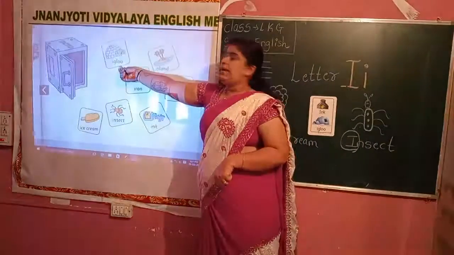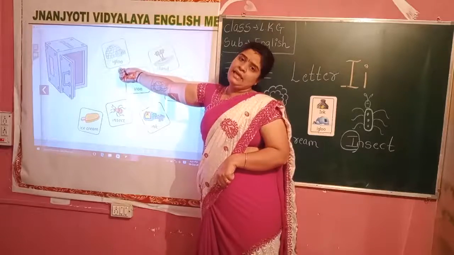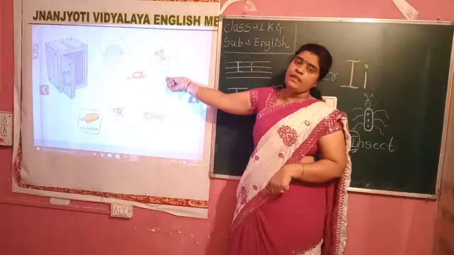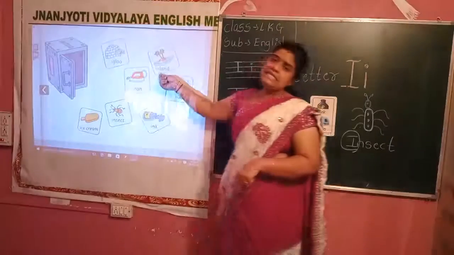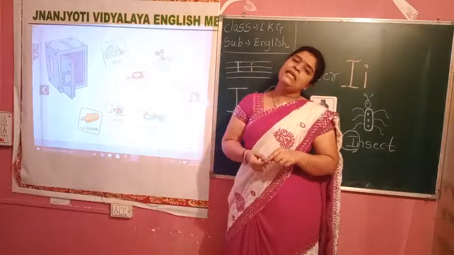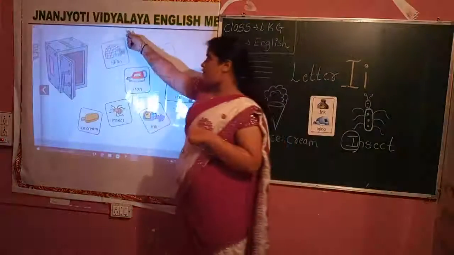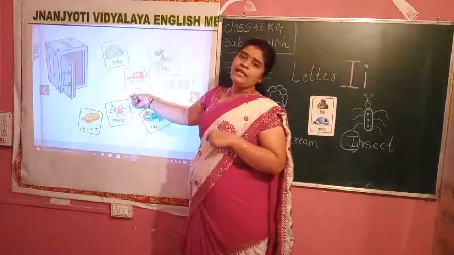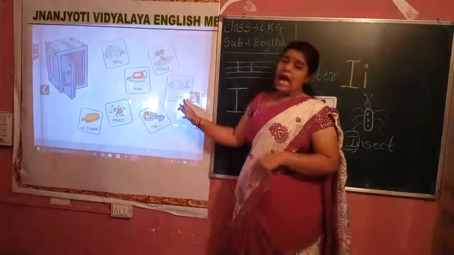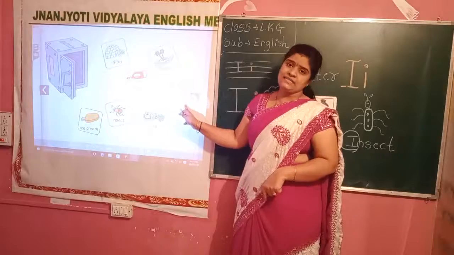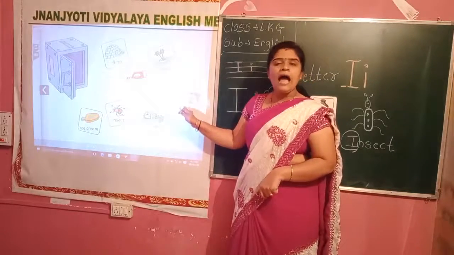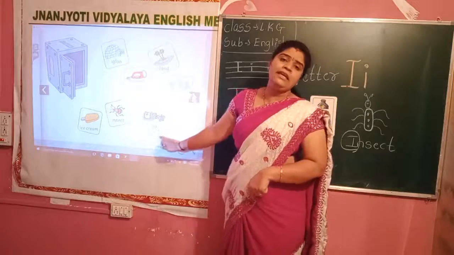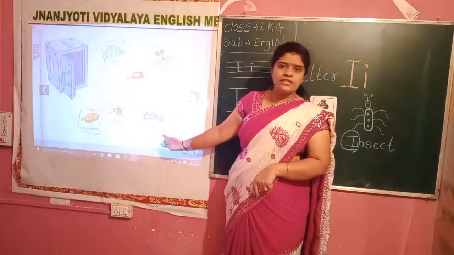I for igloo. I, I, igloo. I for Iceland. I, I, Iceland. I for iron. Next, I for ice. I for eyes. I for ink. I, I, ink. Yes, children.